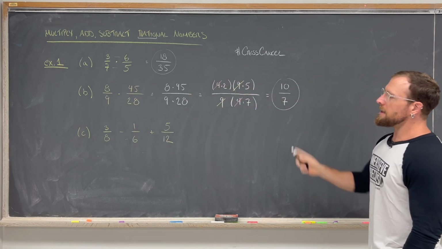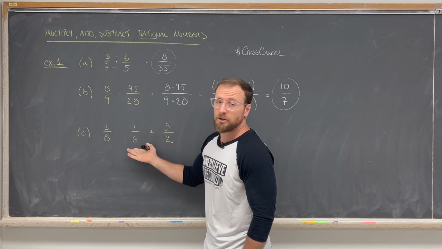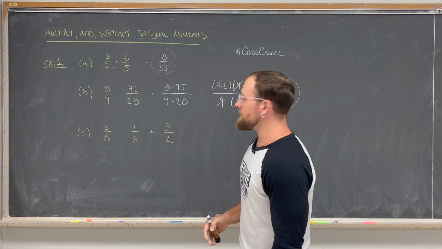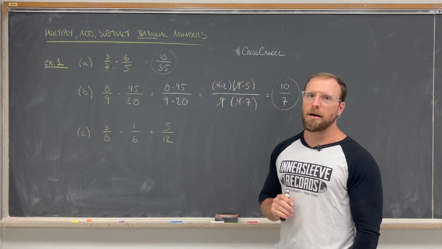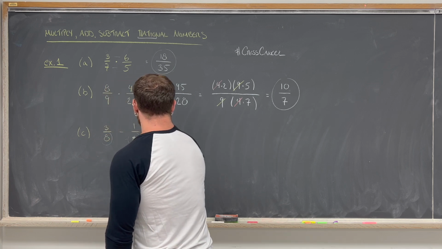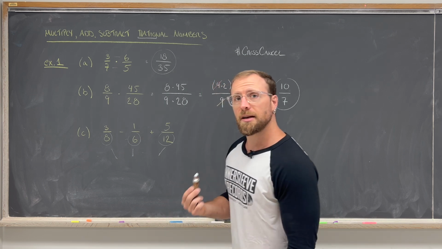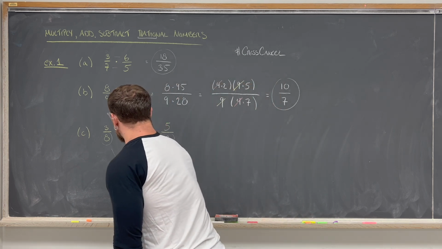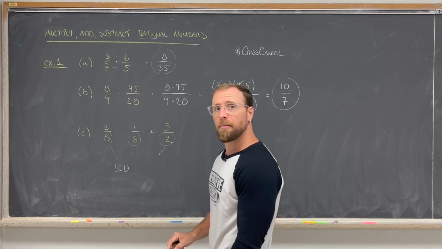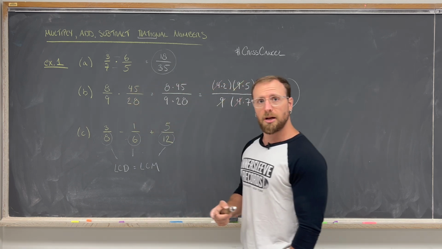Okay? Now in part C, I'm not multiplying fractions, I'm adding fractions or subtracting fractions as well. That's easy to do, but you need common denominators first. So if I look at what these denominators of 8, 6, and 12 are, what I need to compute is their least common denominator. Okay, the LCD, the least common denominator, which is the least common multiple of those numbers.